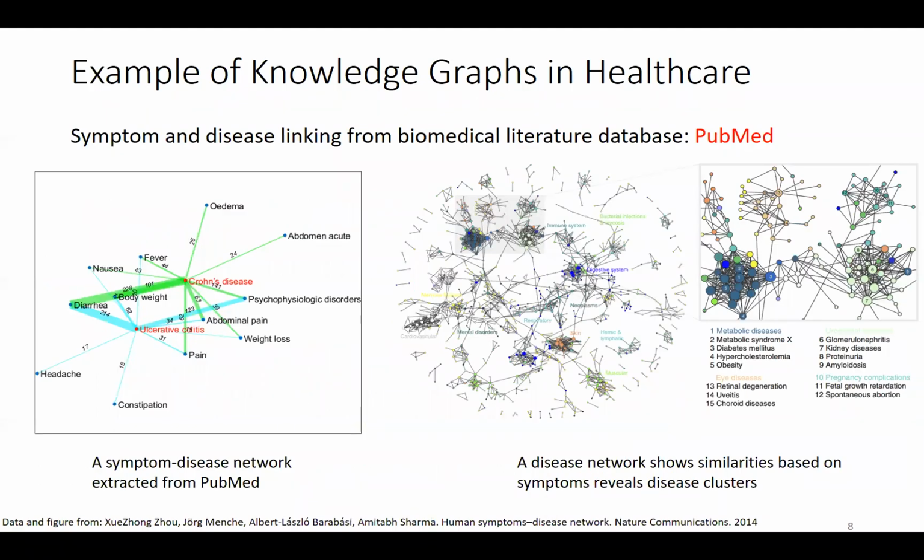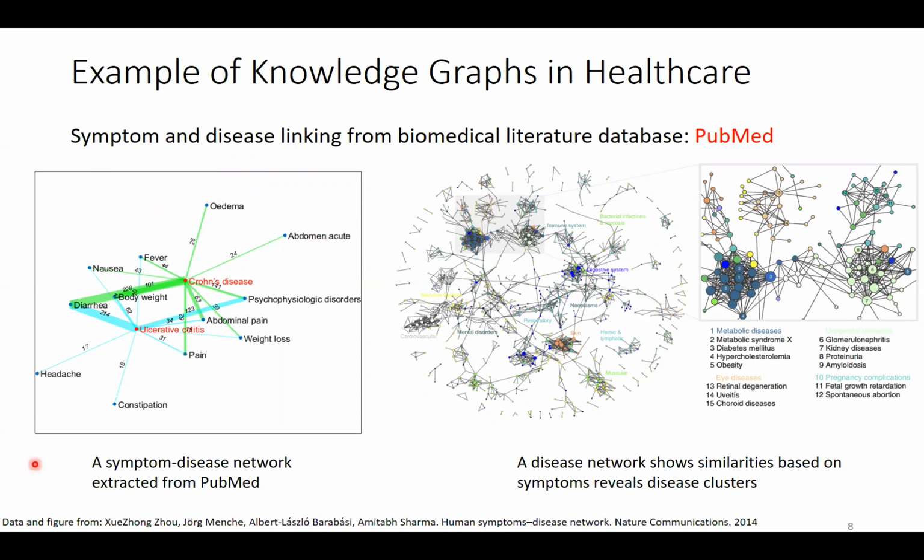Here is another example of knowledge graph about symptoms and diseases. The knowledge graph is constructed based on the biomedical literature database PubMed. As you can see from a subgraph on the left, two similar diseases have similar symptoms, but different symptoms have different weights that co-occur with the diseases. For example, both diseases are related to diarrhea, which is the most typical symptom here. But Crohn's disease is more related to edema and acute abdomen.